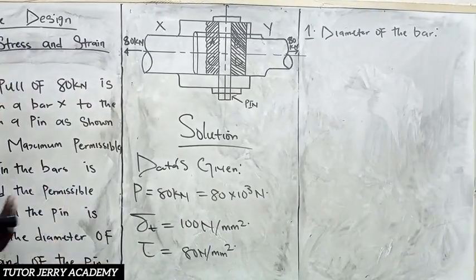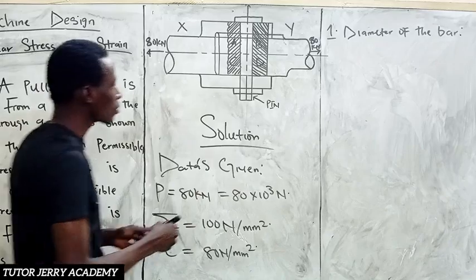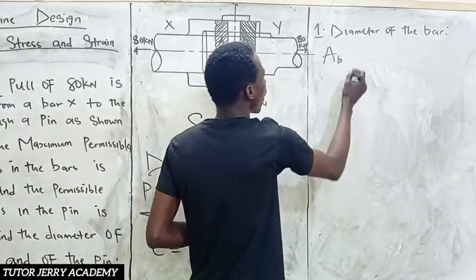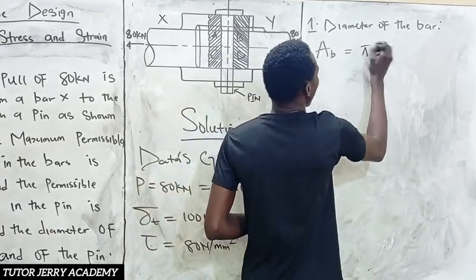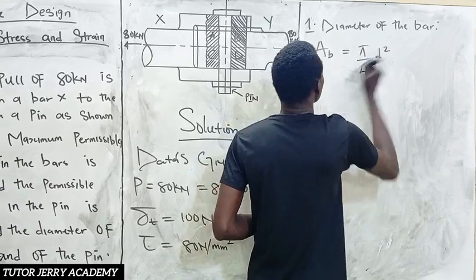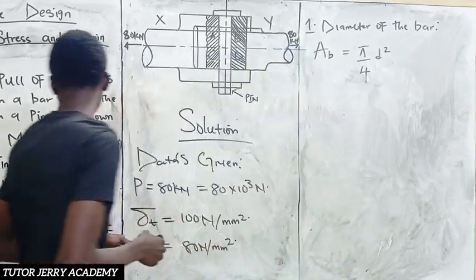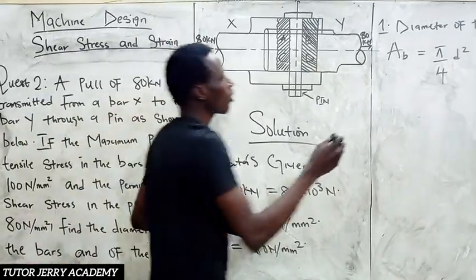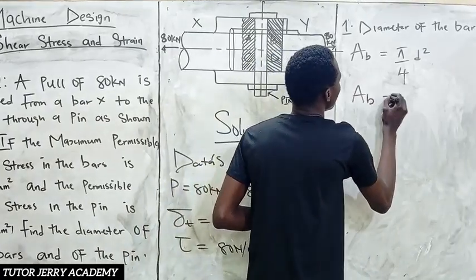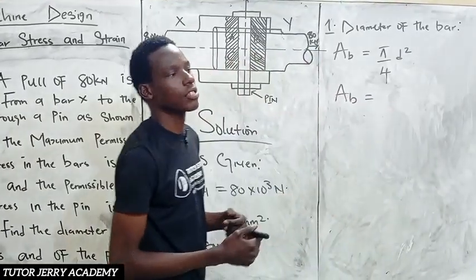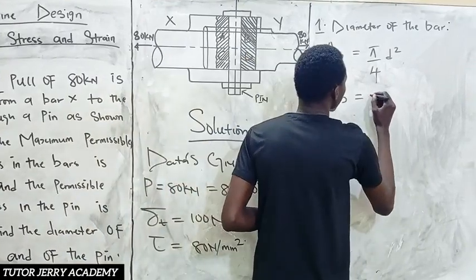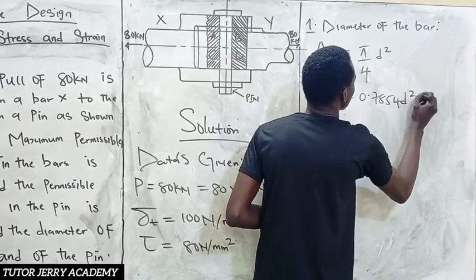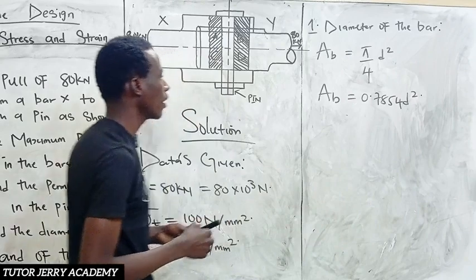We are going to be using the formula of area. Area, we can denote it as A subscript B, that is area of the bar, will be equal to pi by 4 d square. Now, we are not given the diameter. So from here, we can say that A subscript B is equal to pi by 4, which is nothing but 0.7854, so we have 0.7854 d square. So this will be our area for now.